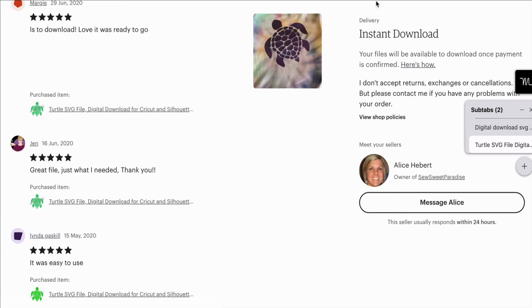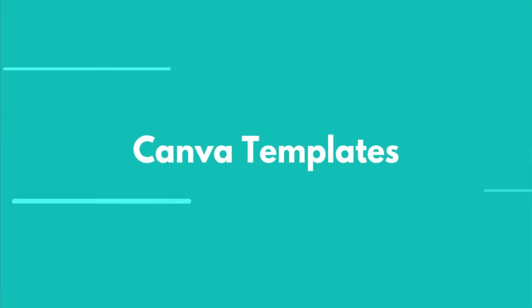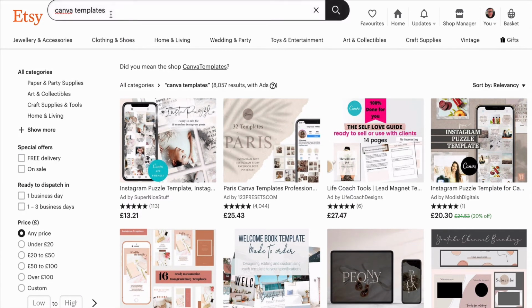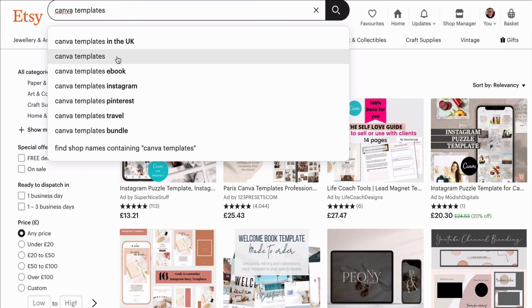The other type of product that I am going to be looking at and focusing on, and something I'm really interested in because I recently have been making these types of products myself, is Canva templates. If you type into Etsy Canva templates, you can see again all the different types of products that Etsy is already telling us that people are searching for.